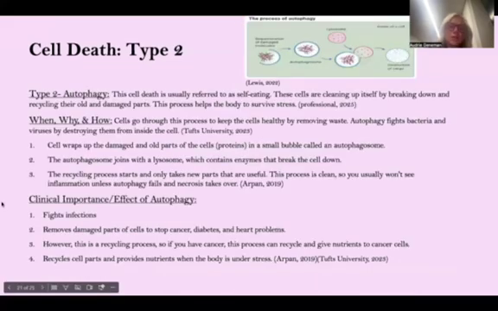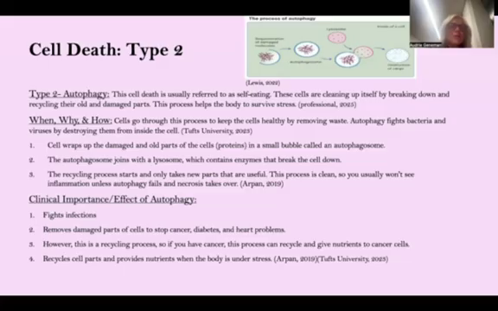Cell death type 2 is autophagy. This cell death is usually referred to as self-eating. These cells are cleaning up themselves by breaking down and recycling their old and damaged parts. This process helps the body to survive stress. Cells go through this process to keep the cells healthy by removing waste. Autophagy fights bacteria and viruses by destroying them from inside the cell.